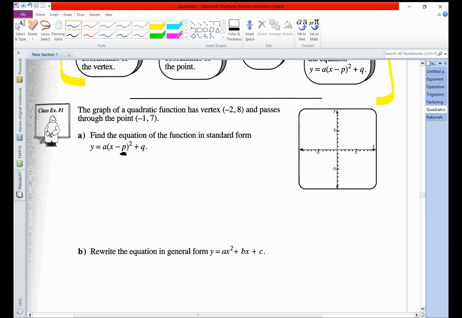Oh, my pen's not working. Oh, good, there we go. A little bit of a lag, that's all. Let's see if it'll erase that. Oh, perfect. Here we go.